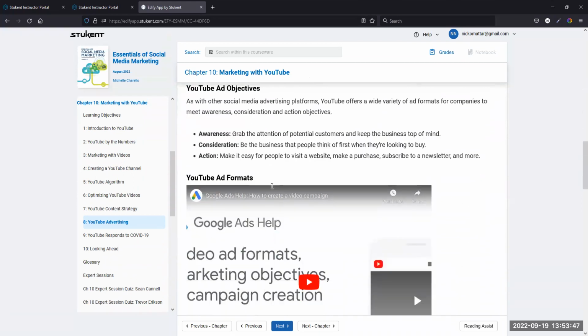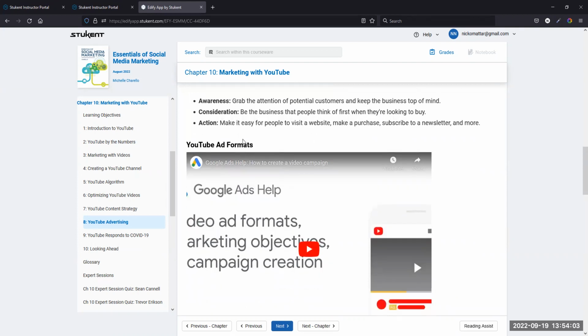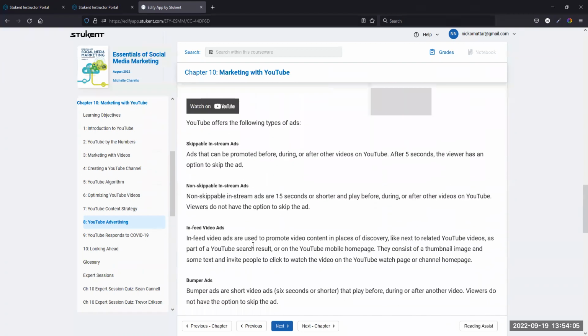Ad objectives, there are 3 of them. And interestingly enough, they are fairly similar to the AIDA funnel. In awareness, you just want to reach people for the first time. Consideration, you want people to move into that interest or desire stage. And then action, it's time to convert them, whether that's a purchase or a subscription or something else.